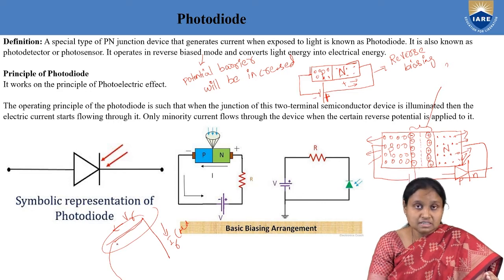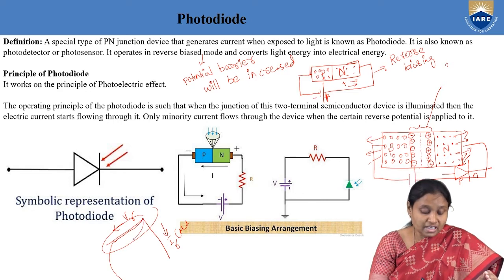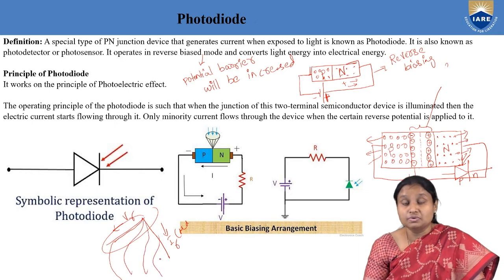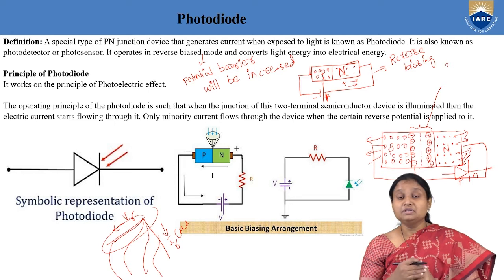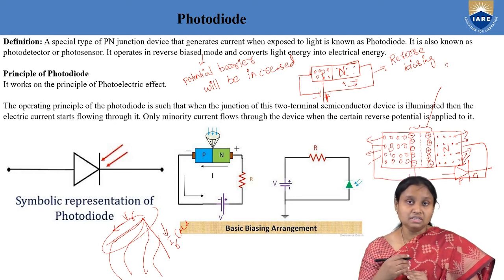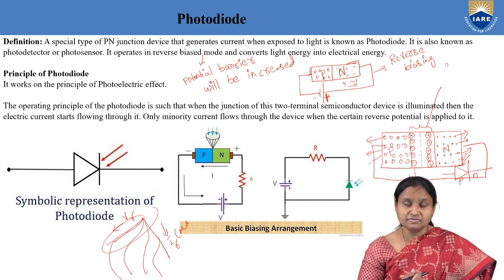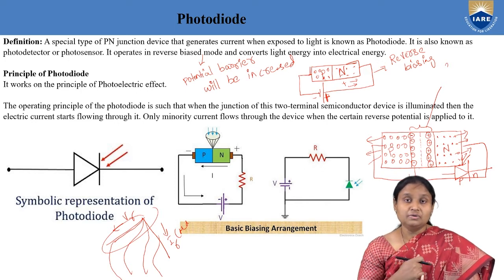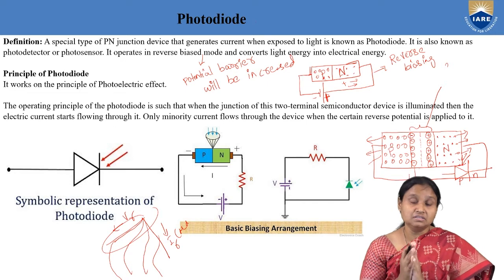So here, as you can see, the reverse current is small. If I expose this to light intensity, then you will observe that the reverse current is going to increase. So we are trying to make the reverse bias diode a conductor, or we are trying to increase the reverse saturation current, the reverse current, when the diode is reverse biased. That is the main intention in a photodiode.